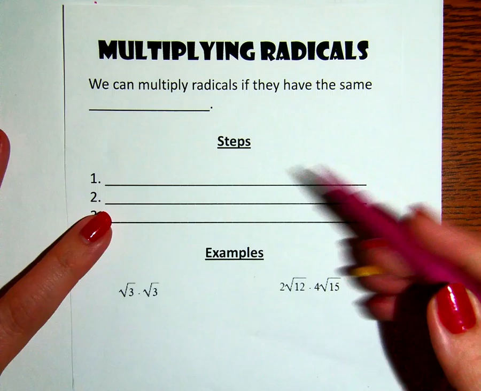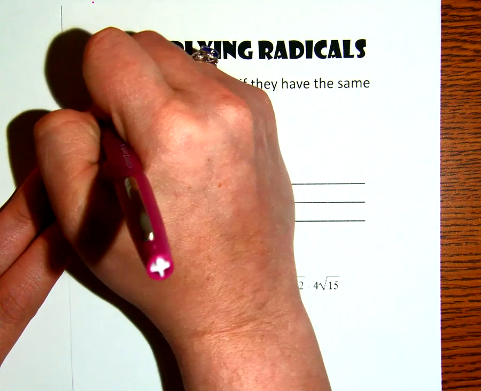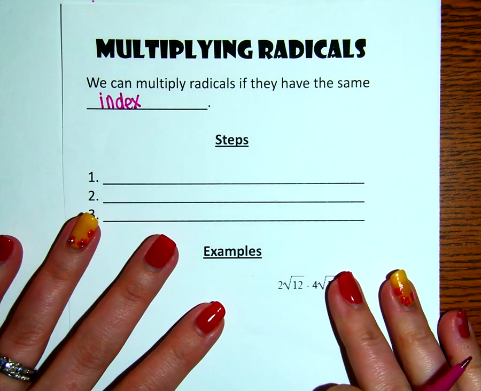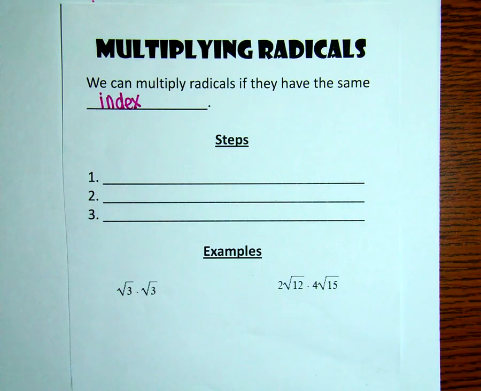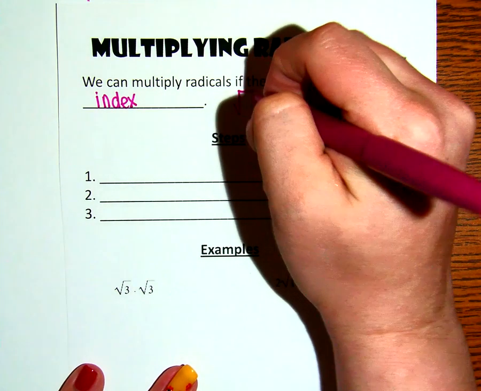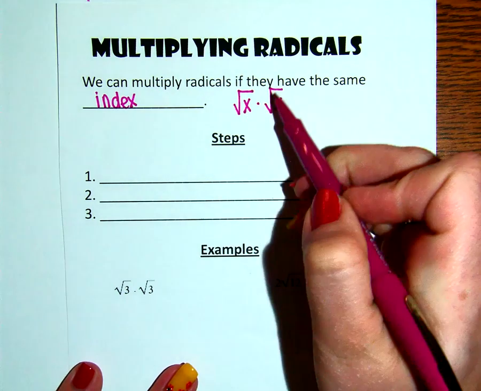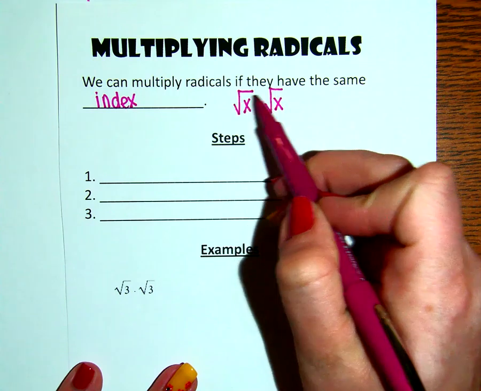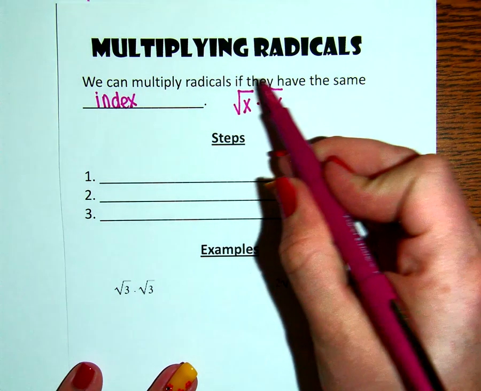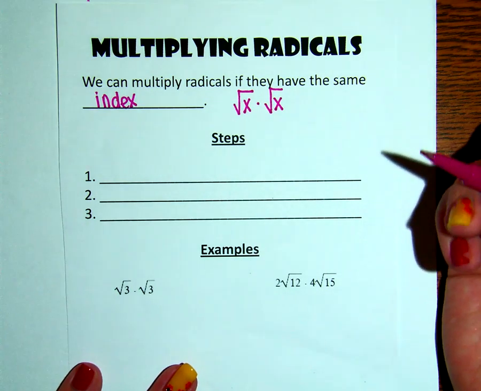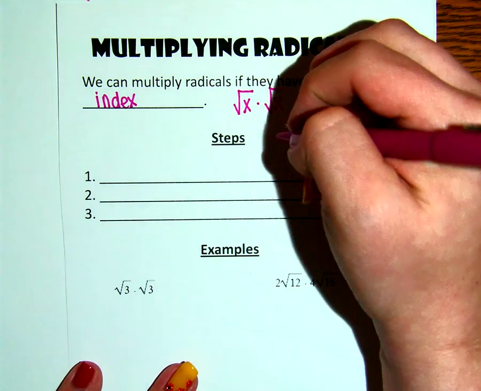When we are multiplying radicals, we multiply radicals that have the same index. Okay? So, unlike adding and subtracting, the radicand does not matter here. What does matter is that the index, or the number attached to the sign right here, is the same. So if I had something that looked like this, where my index was 2 in both of these locations, I could multiply these together.